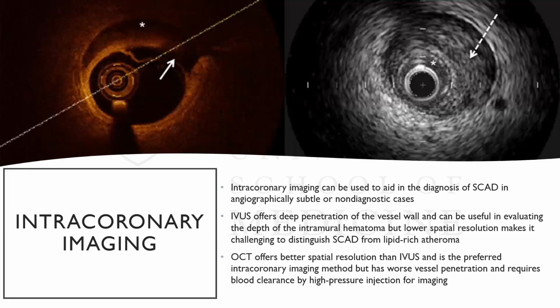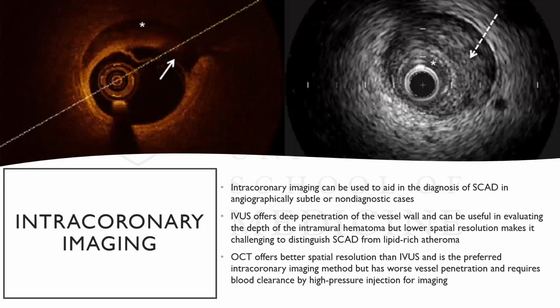OCT offers better spatial resolution than IVUS, hence it is the preferred intracoronary imaging method, but it has worse vessel penetration. So that's the trade-off. It also requires blood clearance or high pressure injection imaging, which is not something you typically want to do in patients with fragile coronaries.